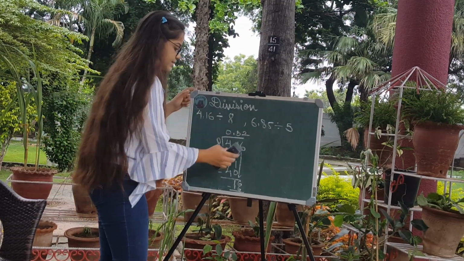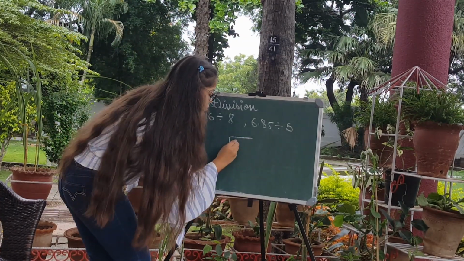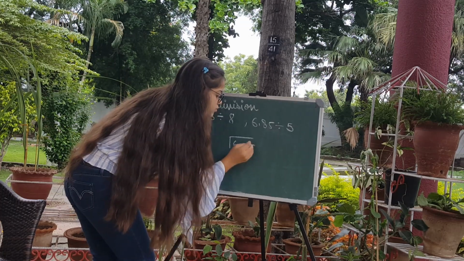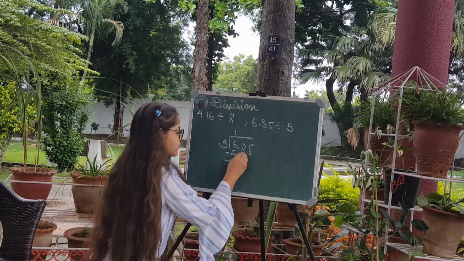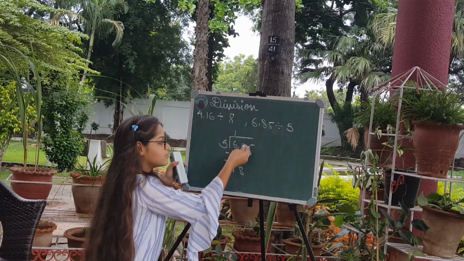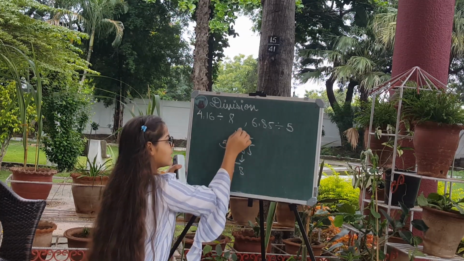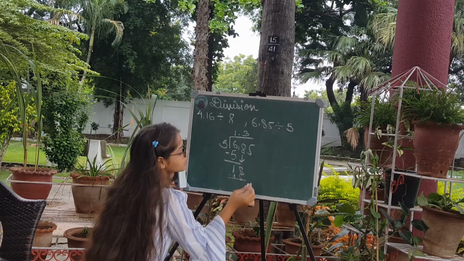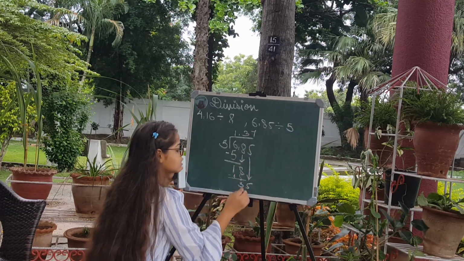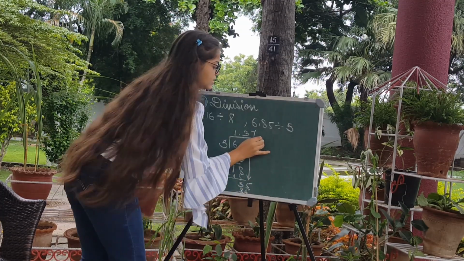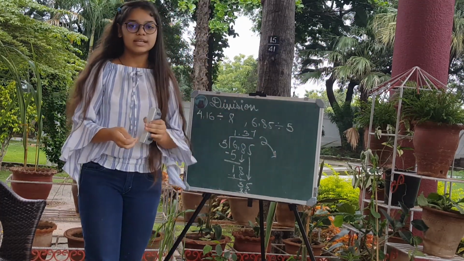Let us move on to the second example. 5 1s are 5. Here we are taking 8 down, which is after the decimal point. So we have to put the decimal point in the quotient. 18, 5 3s are 15. 5 7s are 35. So this is the solution. That is how simple division of decimals is.